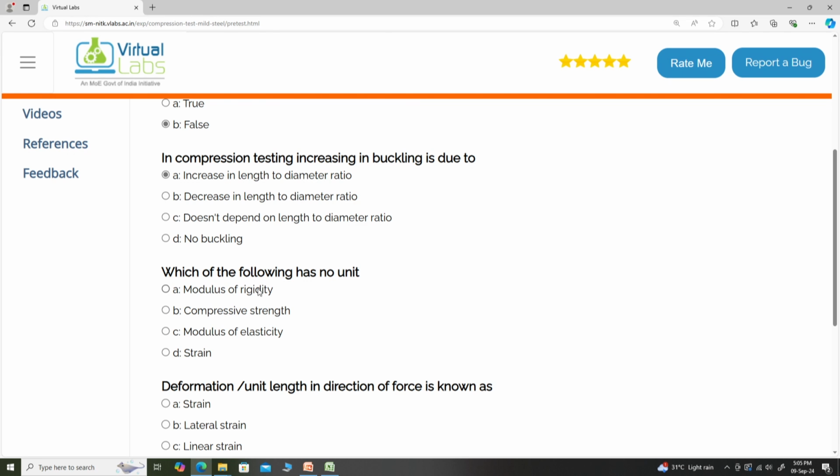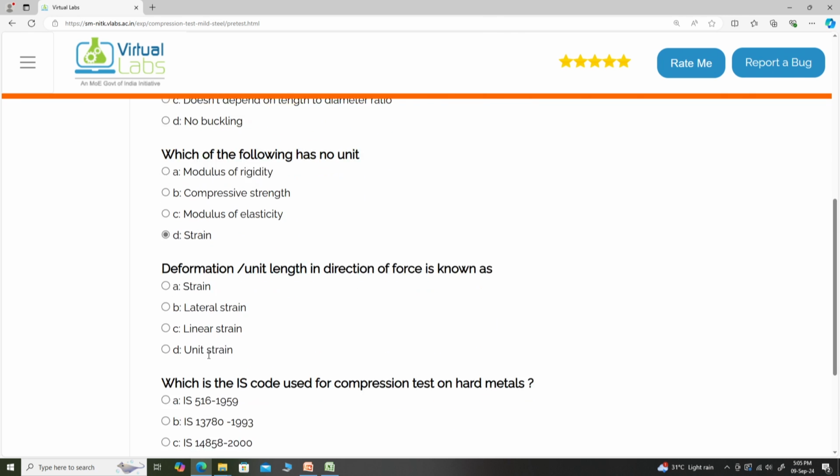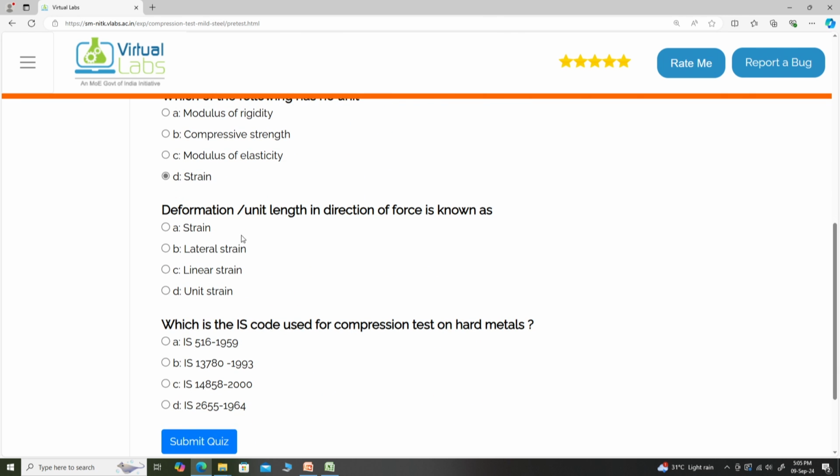Which of the following has no unit? Modulus of rigidity, compressive strength, modulus of elasticity, strain. All of them have units except strain. Strain does not have unit because it is change in length per unit original length. Now, deformation per unit length in the direction of force is known as linear strain, obviously.